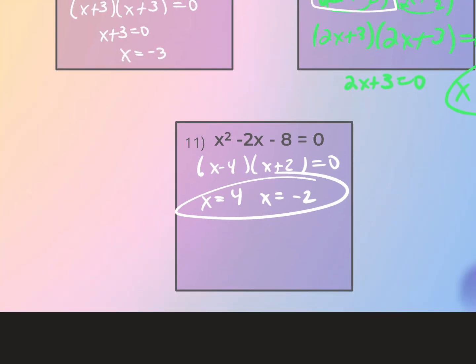Wait, why wouldn't it be negative 4 and positive 2? That was negative 4 and positive 2 were in our parentheses, but when you set them equal to 0, like x minus 4 equals 0, you're going to add 4 to both sides. That's where I got x equals 4.